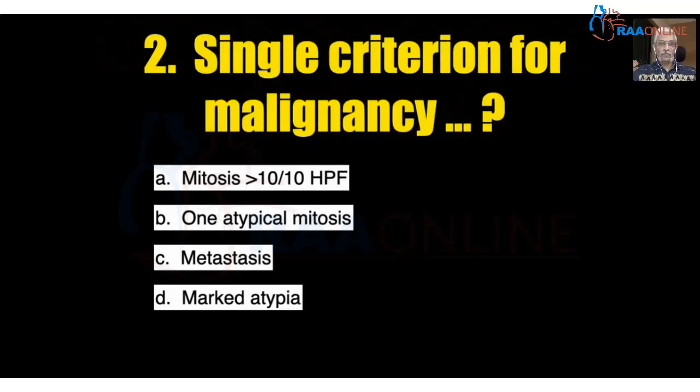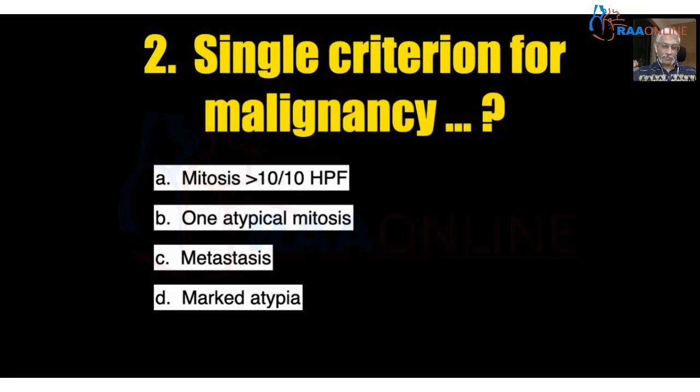So the second question is a single criterion for malignancy. Is it mitosis more than 10 per 10 high power field? Is it one atypical mitosis? Is it metastasis, or is it marked atypia? The audience is polling at the moment, sir. I'm biting my nails and waiting for the results. So I request the attendees to vote.